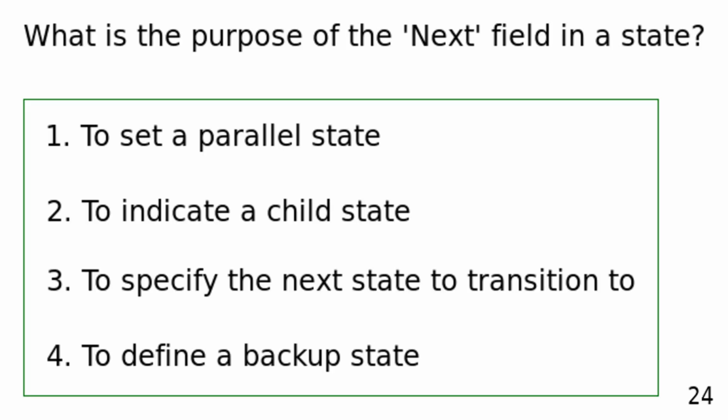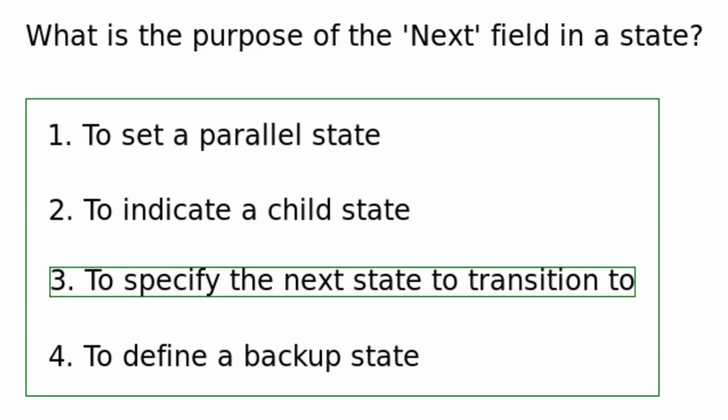What is the purpose of the Next field in a state? To set a parallel state. To indicate a child state. To specify the next state to transition to. To define a backup state. The Next field in a state of AWS Step Functions specifies the name of the state to transition to next, defining the primary flow of the workflow.